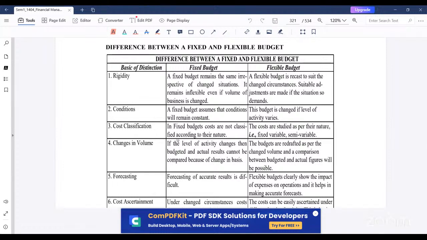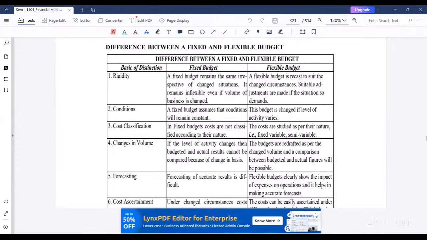Flexible budget means which will change as per the requirement of the situation and the circumstances, whereas fixed will not change. In flexible budget, we have cost classification like fixed cost, variable cost, and semi-variable cost. Fixed cost means certain costs which will not change with the change in the level of production. Whereas variable cost is the cost that will change with the level of production.